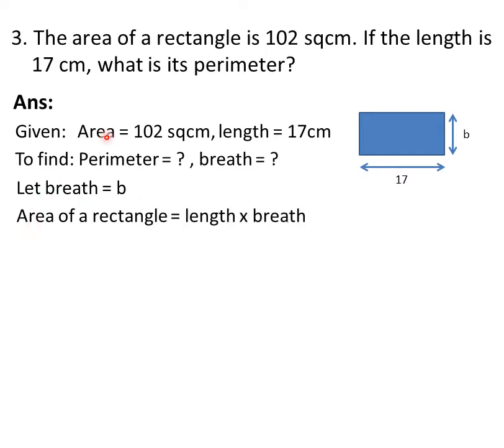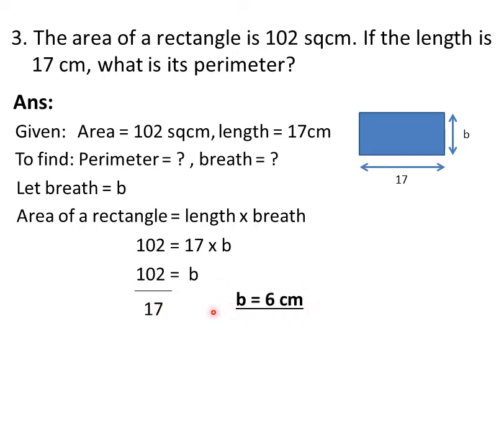Now area is given to us. So what formula will we use? We'll substitute this area and from this formula we'll find the value of breadth. Area of a rectangle is length into breadth. Now let's substitute all these values. The area which is given to us is 102, the length is 17 and the breadth is taken as b. Now 17 comes on the other side of equal to. So you have 102 divided by 17 is equal to b. When you divide 102 by 17, you get b is equal to 6 centimeters.